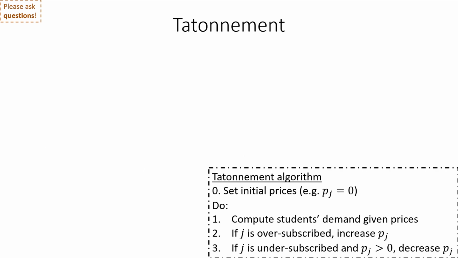We consider the traditional tâtonnement algorithm, which is a trial-and-error process to compute market equilibrium prices. More specifically, we start with some initial price. In each iteration, we compute the students' demand. If a course J is oversubscribed, we increase its price. Otherwise, if it's undersubscribed and has non-zero price, we decrease its price.